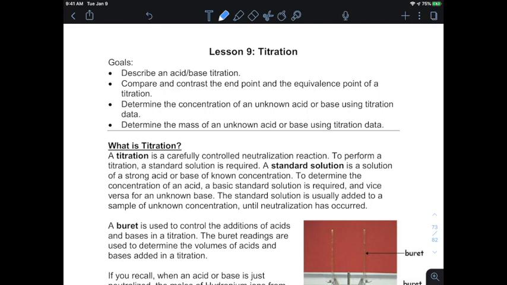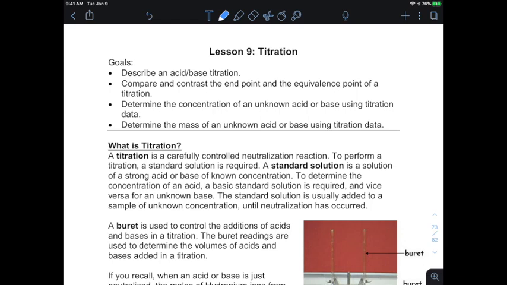So, for example, in our example we're going to be using it to determine the concentrations of acids, but you can use the same procedure and the same technique to determine the concentration of toxins, the concentration of impurities. You could determine the concentration of heavy metals. These can all be done through the technique known as titration. So a titration is a carefully controlled reaction, in this case a neutralization reaction that we're going to be doing.